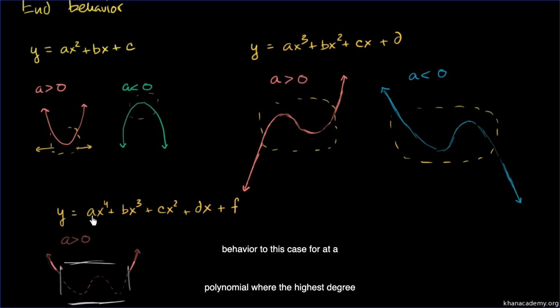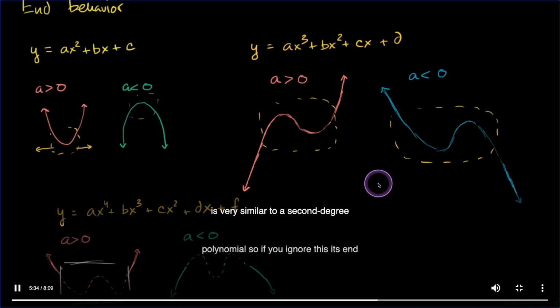Likewise, if a is less than 0, you're going to have very similar end behavior. For a polynomial where the highest degree term is even, when a is negative, and x is really negative, this thing is going to be really positive, but we're multiplying it times the negative, so it's going to be really negative. So it'll look like this. And likewise, when x is really positive, you get the same thing, because you're multiplying a positive times a, which is negative. And in between, it might do something like that, but its end behavior is very similar to a second degree polynomial.